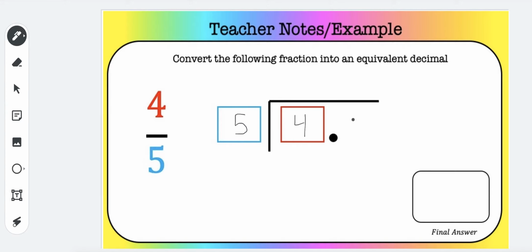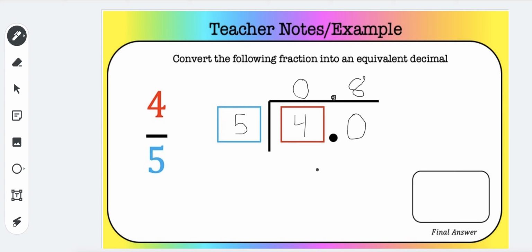Now I'm going to add a 0 on the end, so it's 4.0. So now we say, when we do long division, can 5 go into 4? And the answer is no. We're going to bring the decimal straight up like we always do. But then we're going to say, does 5 go into 40? And yes, it does, exactly 8 times.